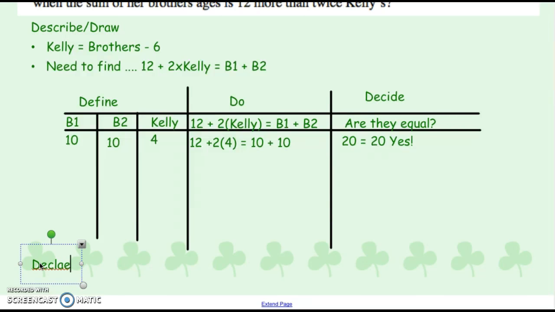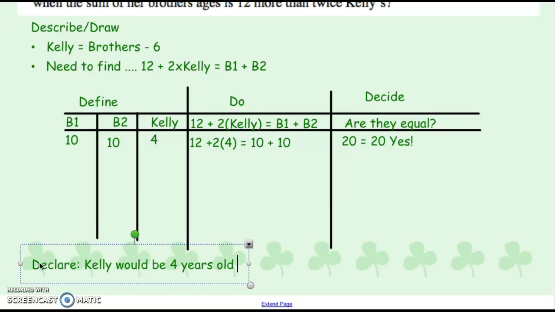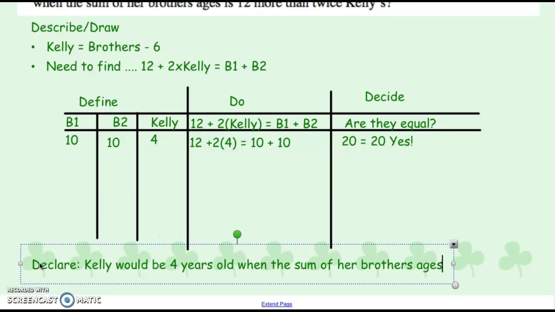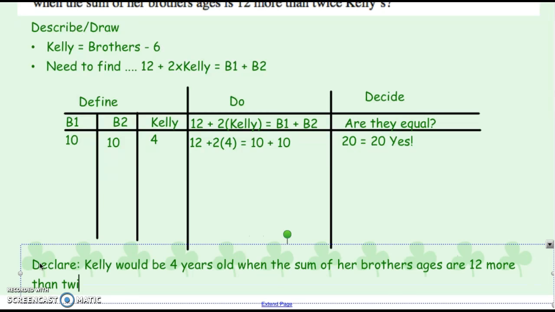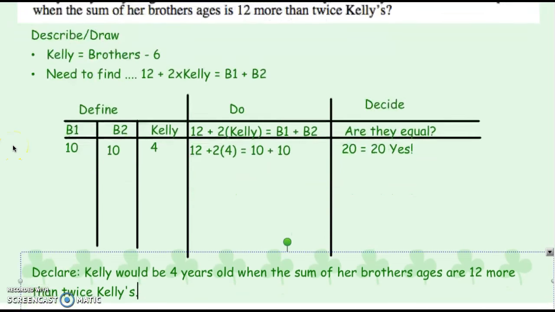Then I will have my declare, and I want to know Kelly's age. So Kelly would be 4 years old when the sum of her brothers' ages are 12 more than twice Kelly's. Hopefully that's making sense, that twice Kelly's is 8 and 12 more than that is 20, and then the sum of her brothers' ages is also 20. So I know Kelly would be 4 years old.